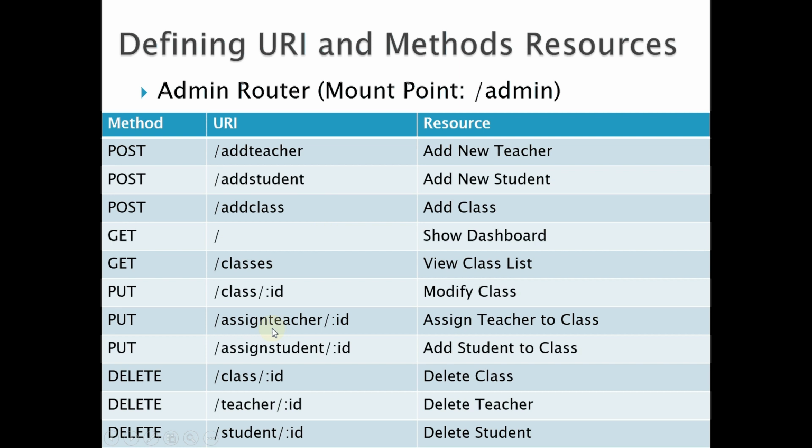Same, assign teacher will contain the id of the teacher for which the assignment is required, and that assignment will be a put operation. Same, add student will be using the put method to update the information in the db. Delete a class: to delete a class, we need the delete method and the id of that class. On the basis of that id, we will access the parameter request.params.id to delete that class. Same, we can delete the teacher, we can delete the student. This will be our admin router.